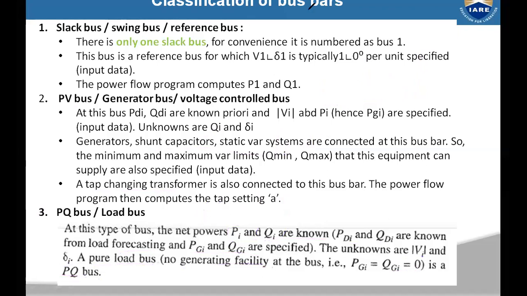Okay. So these are the classifications of buses. Once again, let us rewind all three buses. There are three types of buses: slack bus, PV bus, PQ bus. At the slack bus, there is only one slack bus. At this slack bus, V and delta are specified, and P and Q you have to determine from the load flow solution. At the PV bus, P and V are specified, and Q and delta you have to calculate. At the PQ bus, P and Q are specified, and magnitude of V and delta you have to determine. Okay.